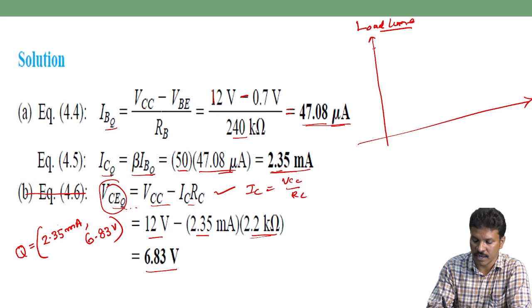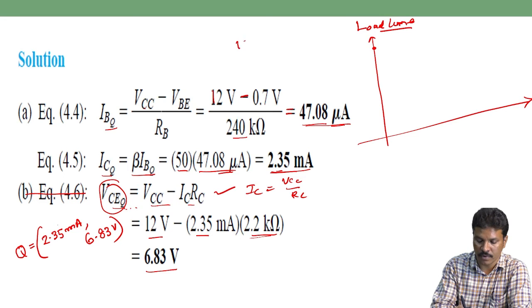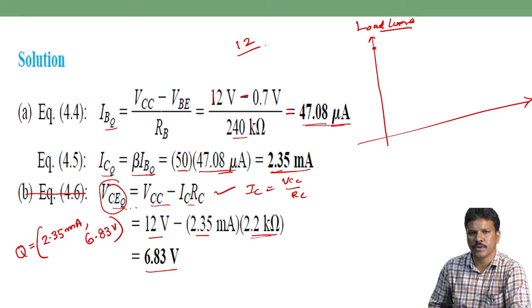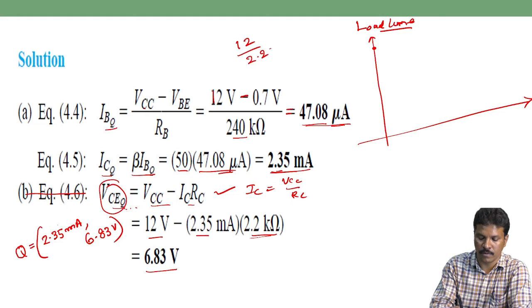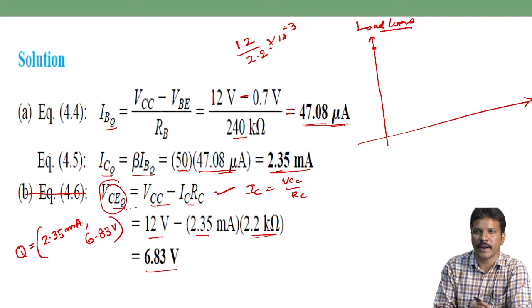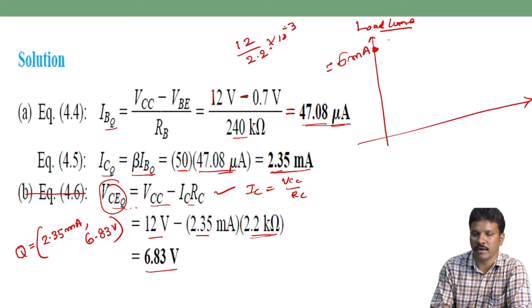So in this case, IC is equal to VCC by RC, where VCC is 12 volts, 12 divided by RC, which is 2.2 kilo ohm, into 10 to the power of minus 3. So approximately, around 6, for example, it is 6 milliampere. This is the maximum point, IC sat. Then what is VC cutoff?